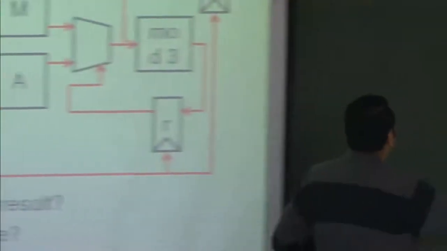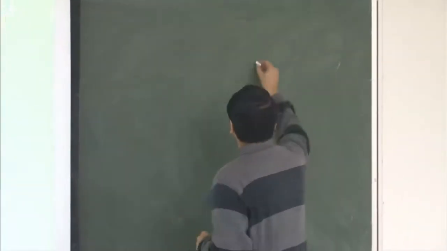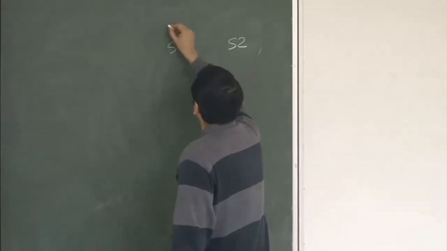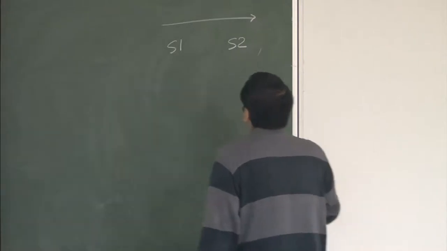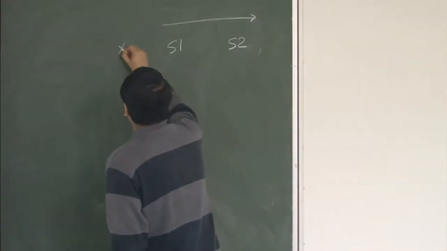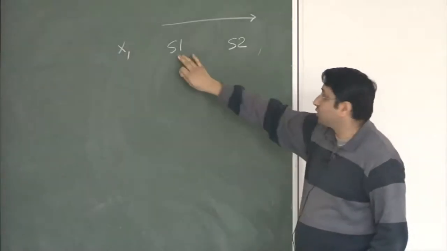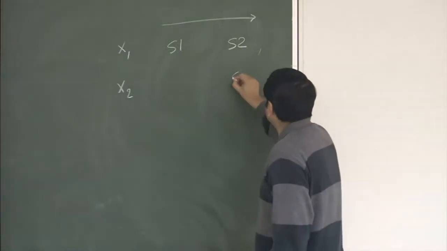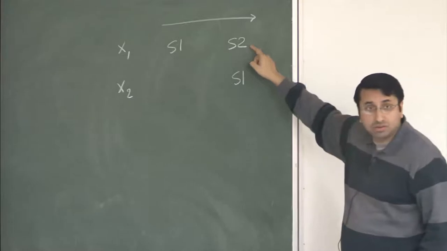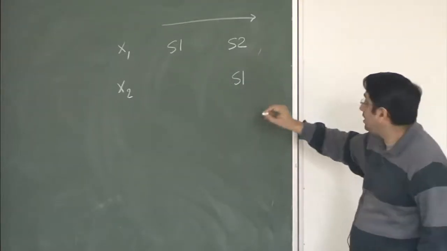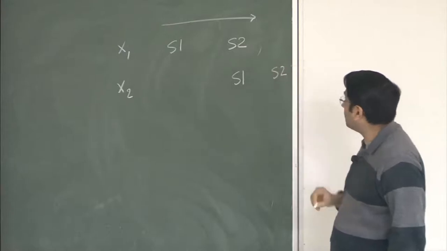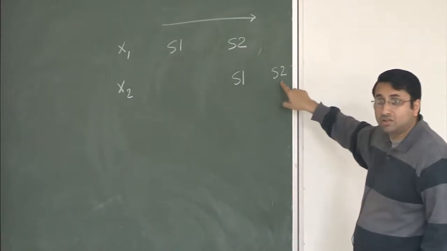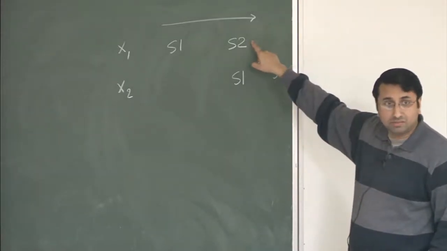If you want to see what happens exactly, let's call this S1 and S2. Two stages. Time goes in this direction. For a particular value of x, let's say x1 goes through S1 and then S2. X2 starts here. So when x1 is doing S2, x2 will do S1, and then it does S2 here. There is no problem because the value of R that S1 is going to use here has already been modified. Does everybody see that?